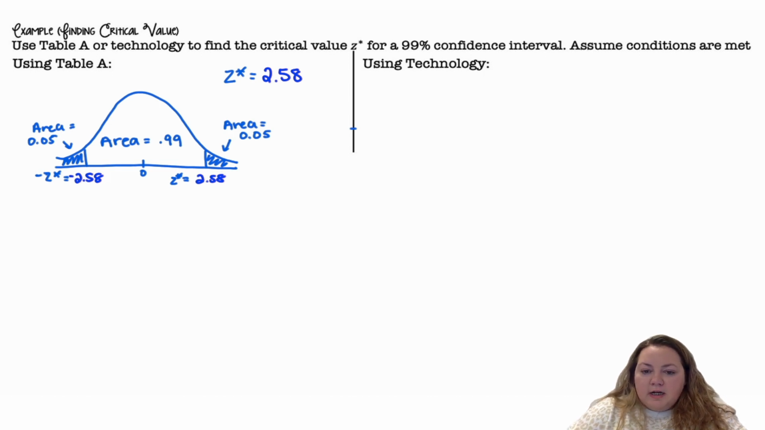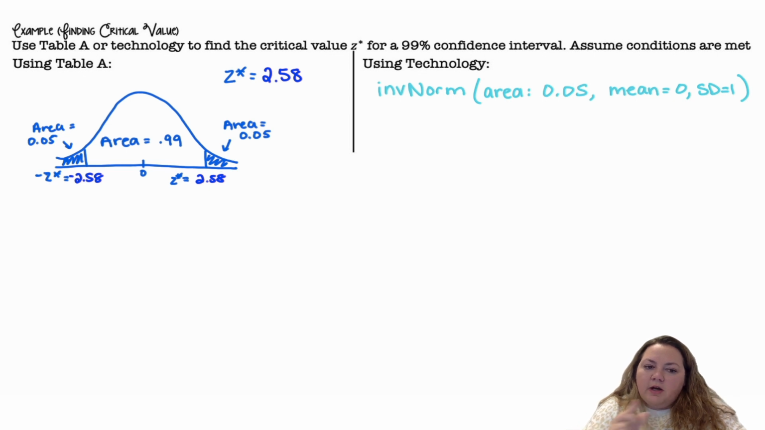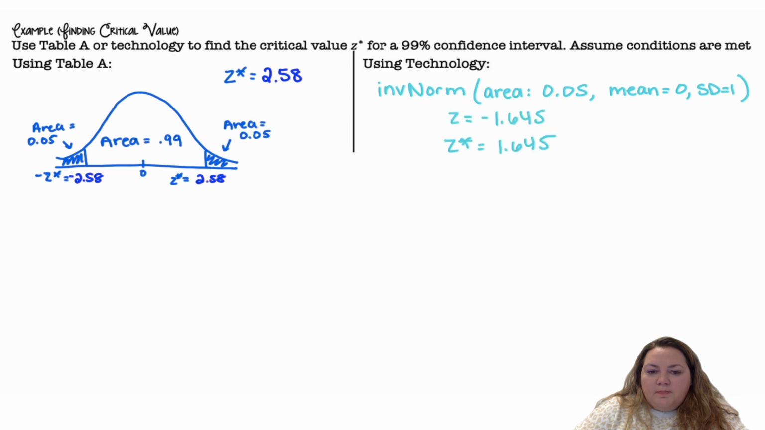Using technology, I could do inverse norm, and then I'd put the area in that left tail, 0.005, mean of 0, standard deviation of 1. If you have an updated calculator, you could also put the area of 0.99, mean of 0, standard deviation of 1, and then pick center. And you get negative 2.576 and positive 2.576. And when we're doing z star critical value, it's always the absolute value. It's always the positive version.